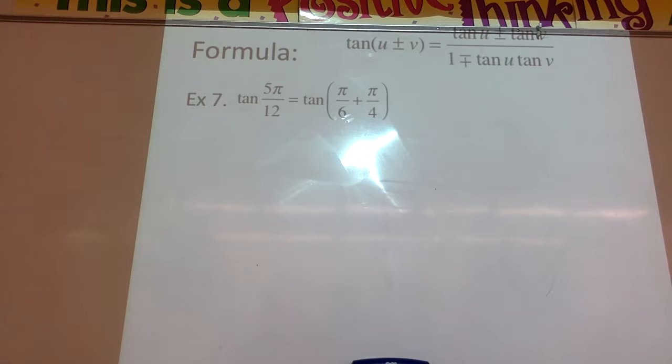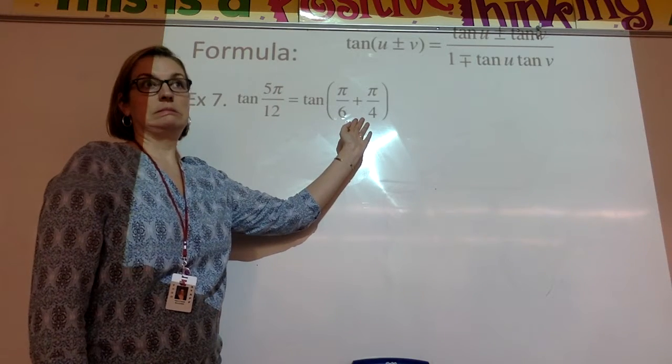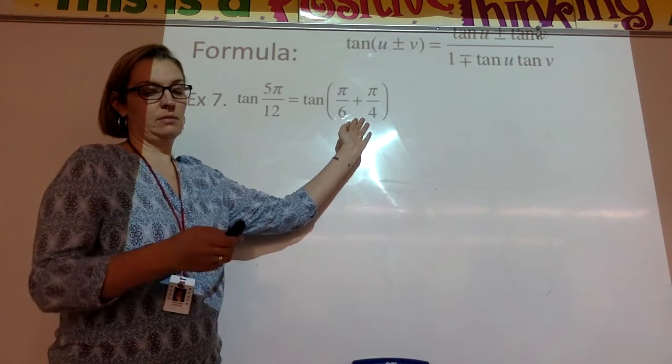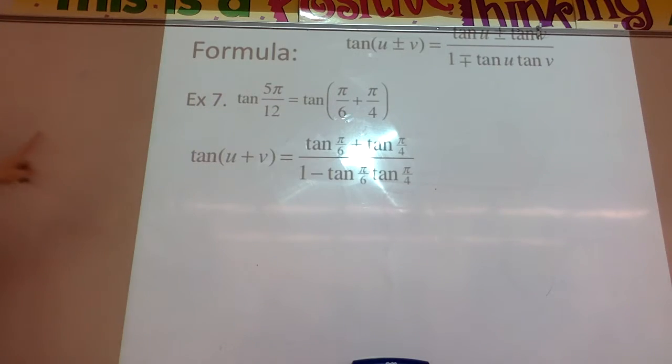Okay. So my question to you as a class was, are we okay with this? Yes. Awesome. Next step, go to the formula and plug it in. So now I'm going to use u plus v, and I substitute in where pi over 6 is u and pi over 4 is v.